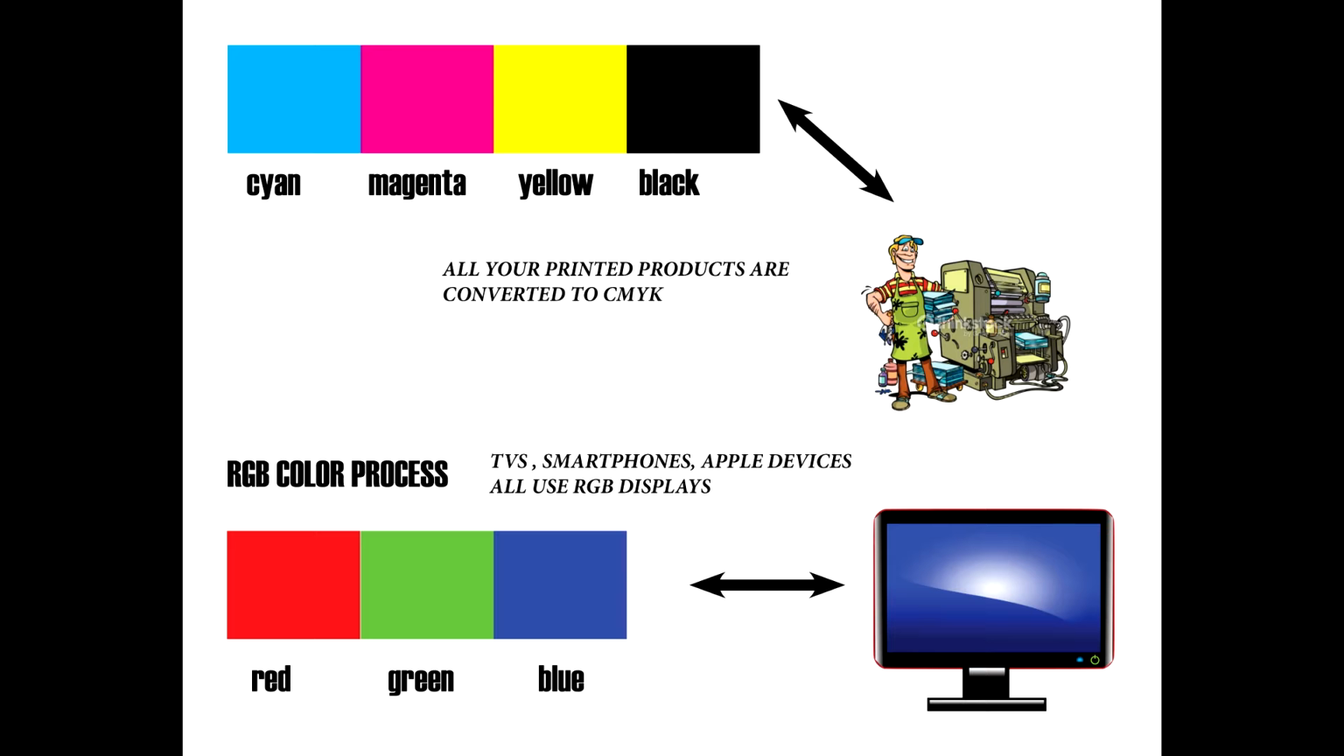Your monitor's RGB color process is red, green, blue. That's what RGB stands for, whereas CMYK is cyan, magenta, yellow, black. RGB is what your TVs, your smartphones, your Apple devices, and your monitors all display everything in. So if it's in RGB, when you send your artwork to the printer, it's going to be converted to CMYK, and sometimes that can change the output of the color.